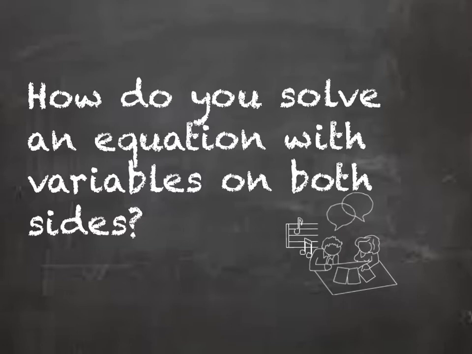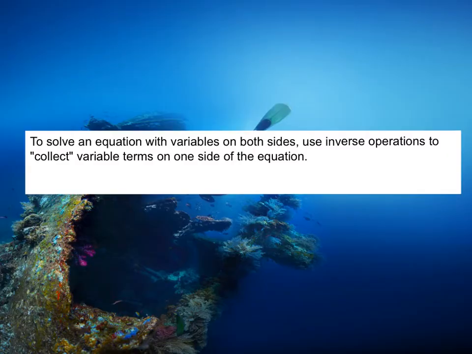How do you solve an equation with variables on both sides? We'll answer this question by the end of the video, and we'll talk about how to answer this question in your summary tomorrow in class. You must remember, to solve an equation with variables on both sides, we must use inverse operations to collect variable terms on one side of the equation.